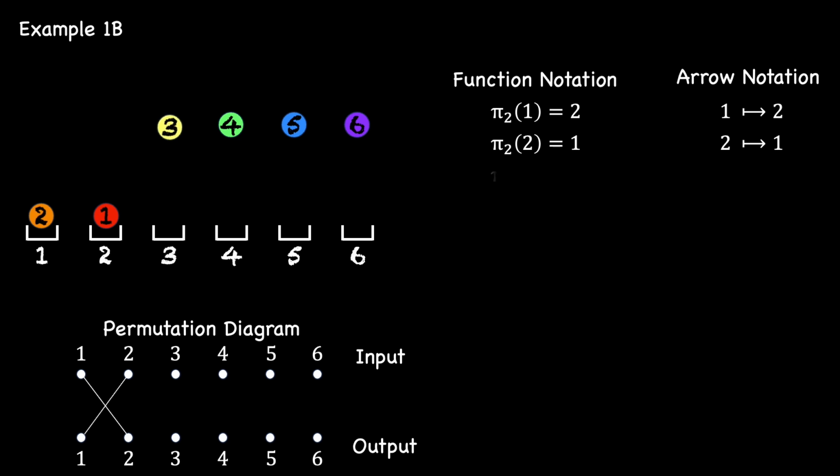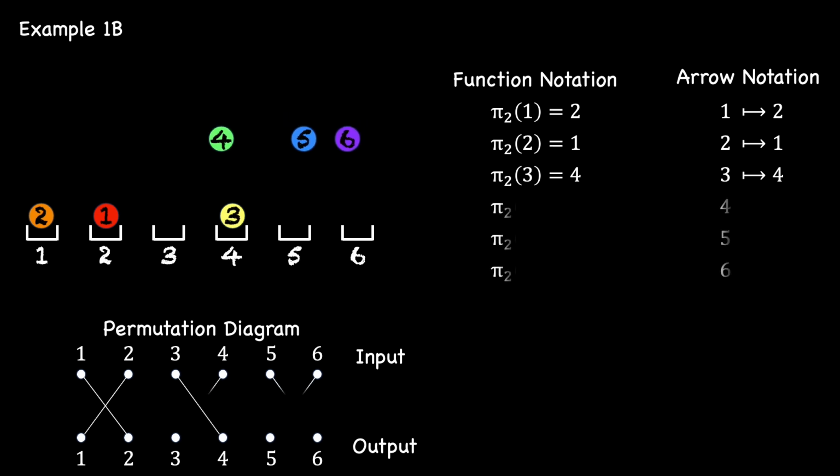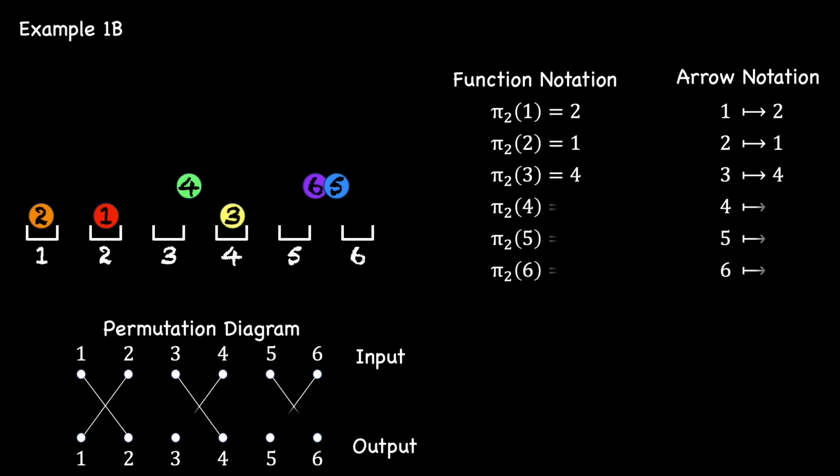Since ball 3 gets placed into bin 4, we write that pi2 of 3 equals 4, and we connect input dot 3 to output dot 4 in our diagram. We do this dance on and on and on till the break of dawn so that we fully define our entire permutation pi2.